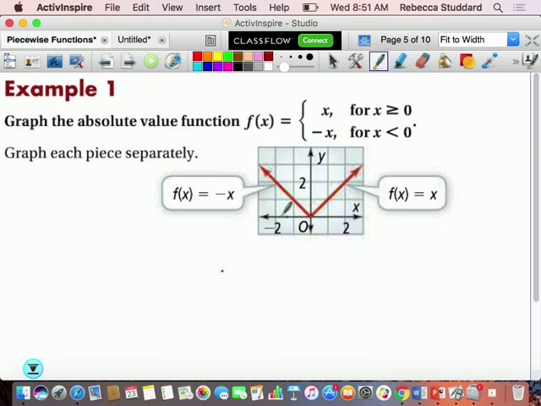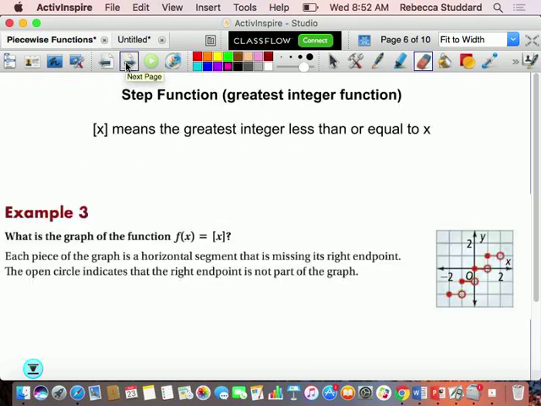But if your x is less than 0, what happens with absolute value? If you put a negative number in, you get a positive number. So if you're putting in a negative x, you're going to get a positive x. So the rule for x is less than 0 is the opposite of x. If your x is negative, you're going to end up with a positive, right? If your original x was negative. All right, so that's just an example of something you already know that is a piecewise function. Another piecewise function is called the greatest integer function, and we'll talk about it tomorrow.